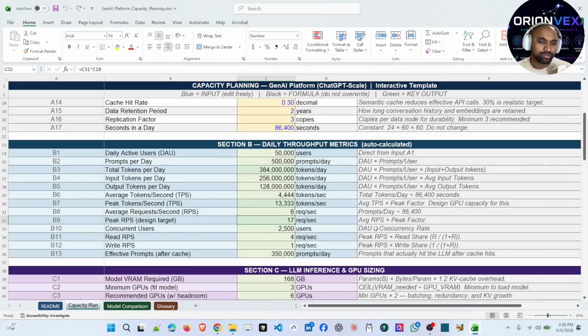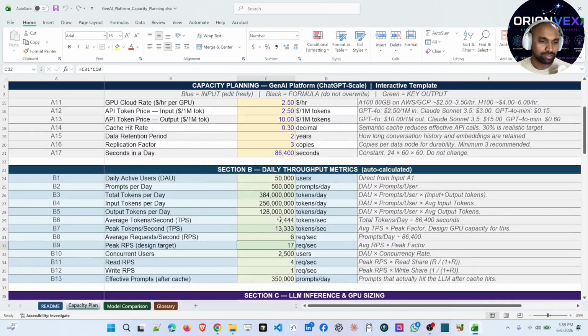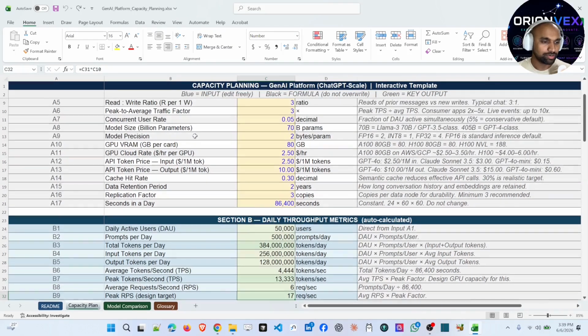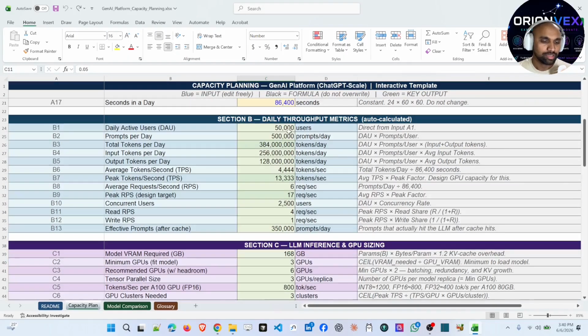Concurrent users means how many users are simultaneously using the platform. We can calculate that using daily average users into the concurrency rate, and the concurrency rate we have considered here is 0.05. If we multiply daily average users by the concurrency rate, we will get around 2,500 users.